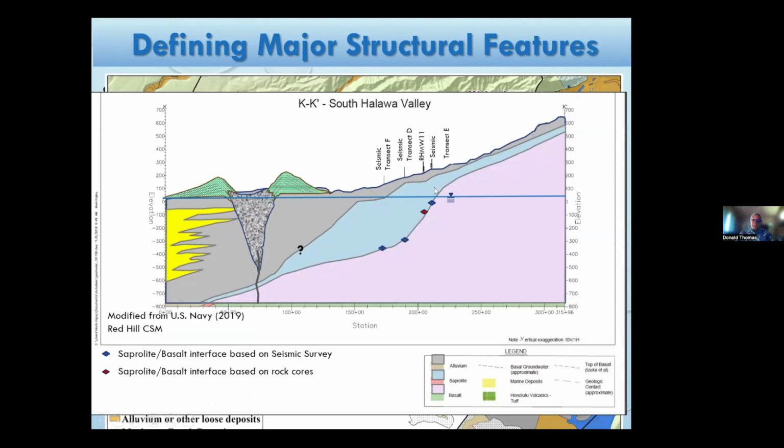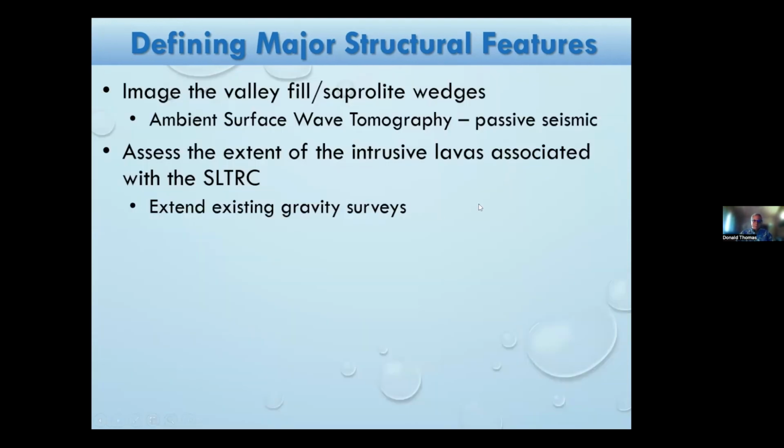Again, one of the things that I wanted to mention is that having wells into these features will allow us actually to ground truth this interpretation. And there will be additional wells drilled in this region that will allow us to really much better characterize both the saprolite and valley fill intervals, as well as in the vicinity of the diatremes of these late stage volcanics.